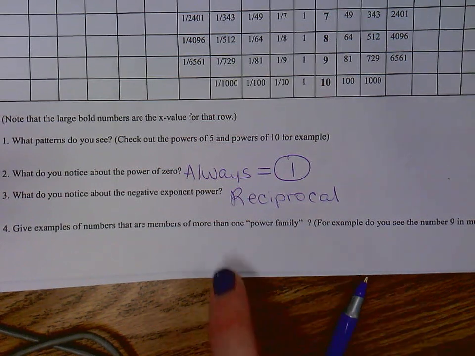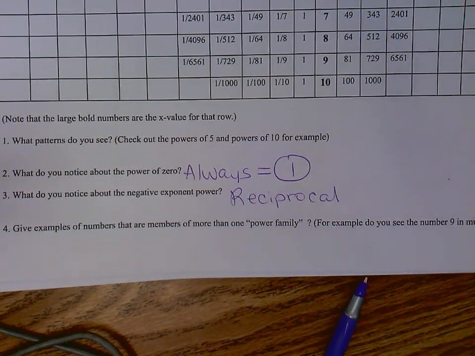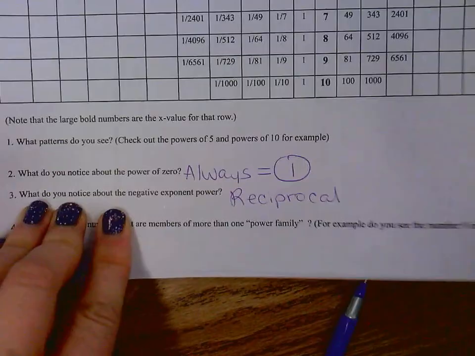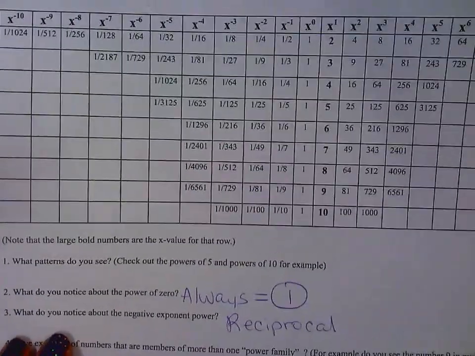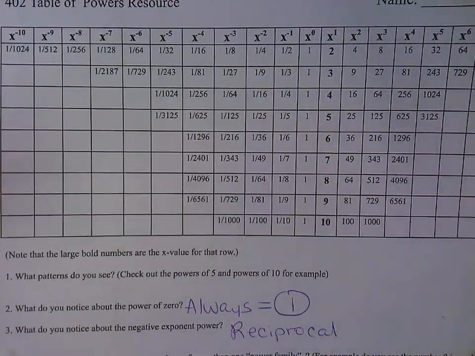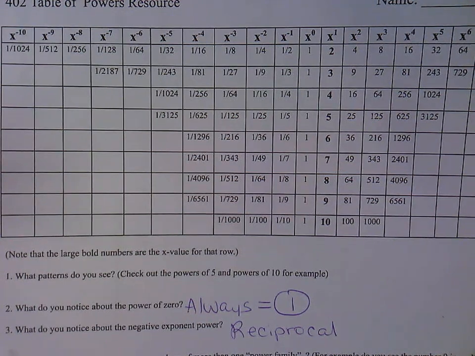And then give me some examples of a number that shows up in multiple power families. So as I look up here, do you see the number 16 showing up anywhere else? Yes. So I see it here again, right? So 16 shows up in 2 different power families. So you could say 16 is a power of 2 and of 4.